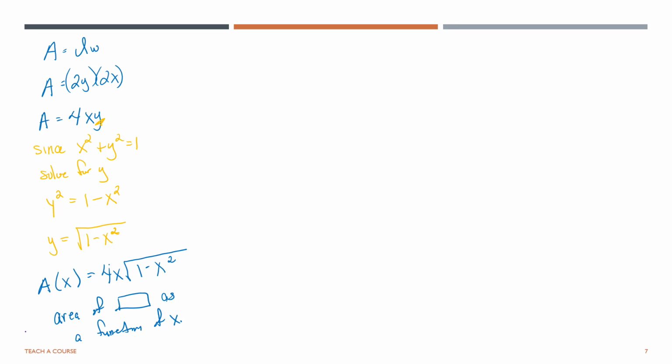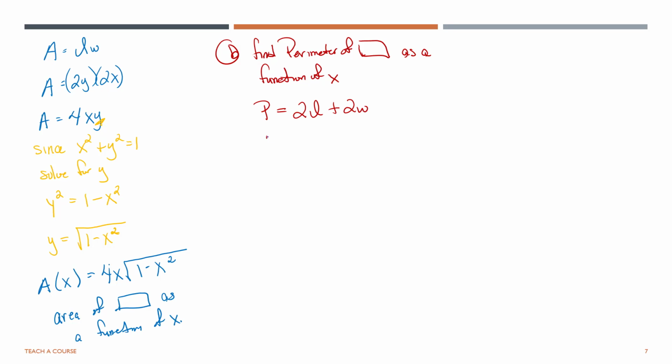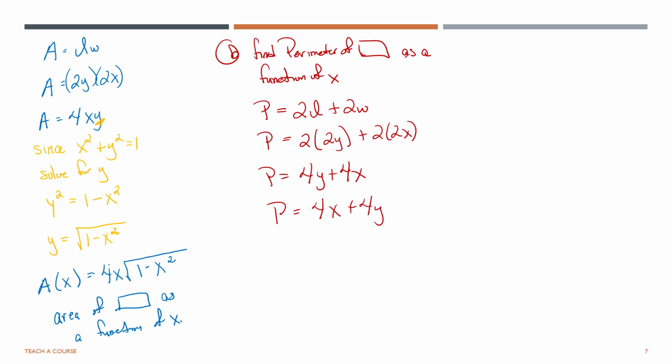So, let me get a part B for us. Part B, find the perimeter of the rectangle as a function of x. Well, help me out. How do you find the perimeter of a rectangle? Good. It's 2 length plus 2 width, right? We know that the length was 2y. We know that the width was 2x. So my perimeter formula is looking like 4y plus 4x, or if you allow me to write in alphabetical order, 4x plus 4y. Cool? But they want it as a function of x, which means, that's right, we need to replace this y.